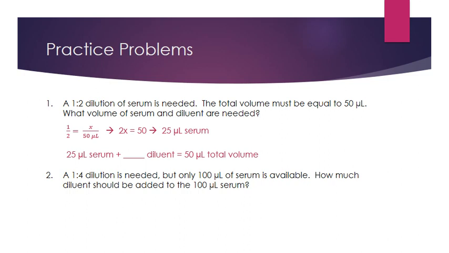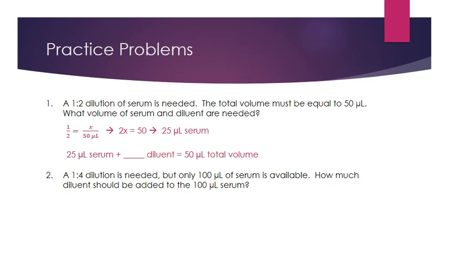So, second practice problem here. A 1 to 4 dilution is needed, but only 100 microliters of serum is available. How much diluent should be added to the 100 microliters of serum? So notice that this question is going to have us set up our formula just a little bit different. So we know that we have a 1 to 4 dilution. So we have a 1 sample volume over 4 total volume. And we're going to set that equal to 100 microliters over X.